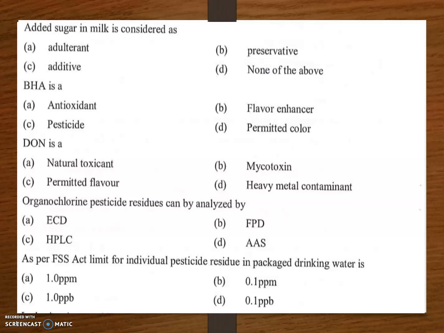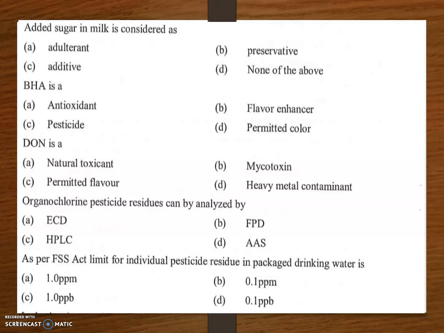Added sugar in milk is considered as? The answer is option A, adulterant. Added sugar in milk is considered as an adulterant.